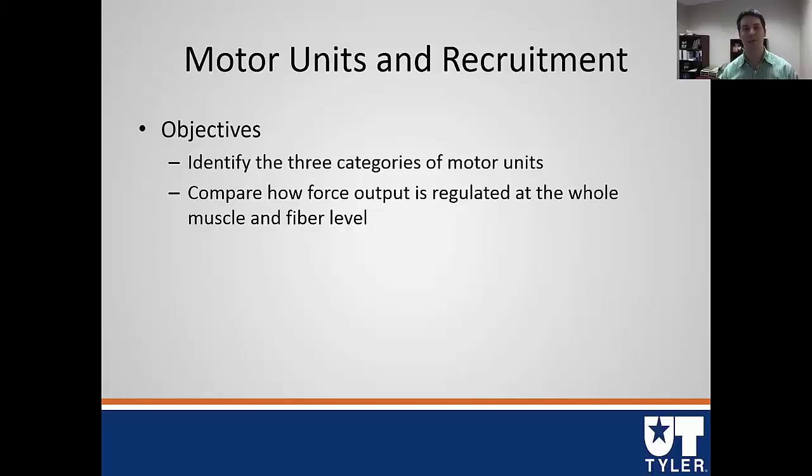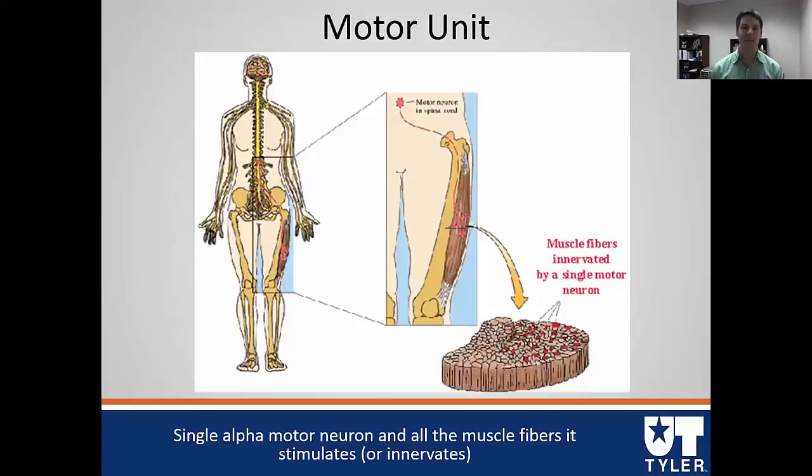For example, how do we tell our muscles that we need to walk instead of run? Or how do we tell our muscles that we need to lift a textbook or that we need to lift a 20-pound dumbbell? So first thing we need to do is break into a motor unit. A motor unit, the definition the book uses, is a single alpha motor neuron and all the muscle fibers that it innervates or stimulates. And so simply put, it is a nerve.